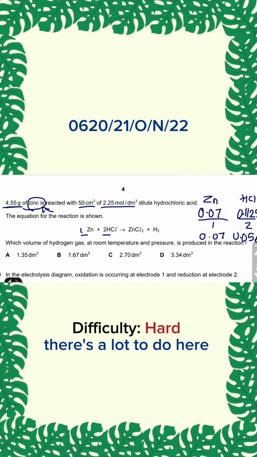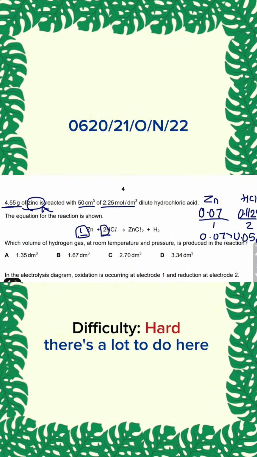Here for zinc we got 0.07, you'll divide it by 1. And for hydrochloric acid we got 0.1125, you'll divide that by 2. Now you can determine which one is in excess. Here zinc is much more than hydrochloric acid, so zinc is in excess.